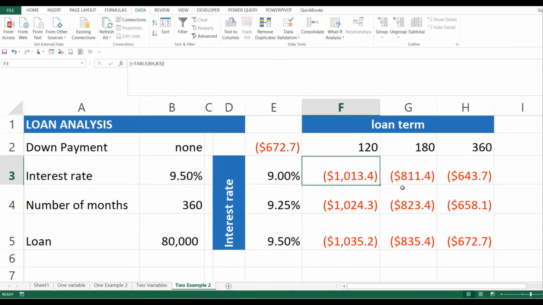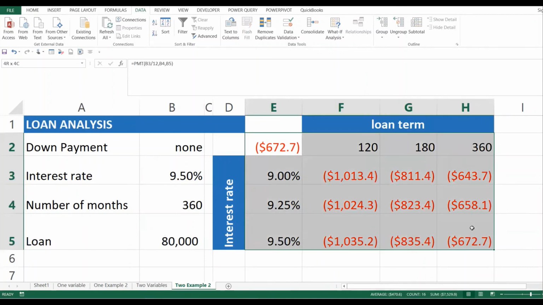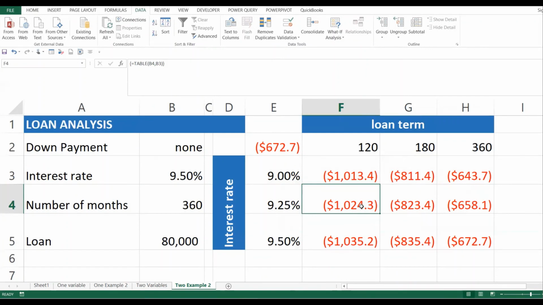As you can see, the monthly repayment decreases as the number of months increases and as the interest rate changes, as you can see here. So this is how you can use the what if analysis using data tables to keep one variable constant and study two varying variables.